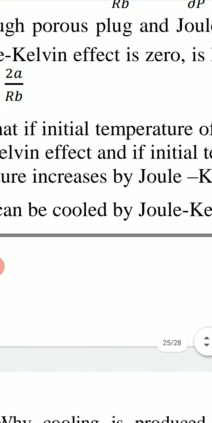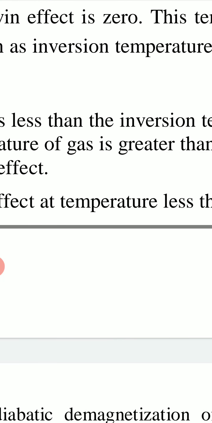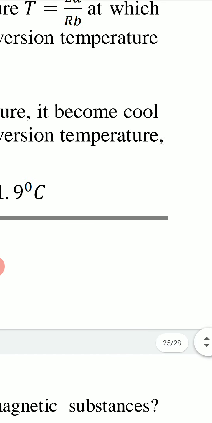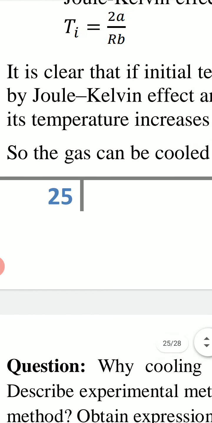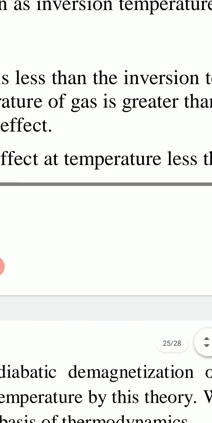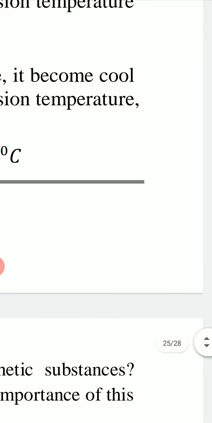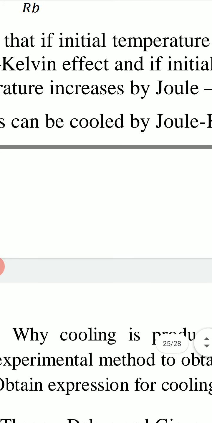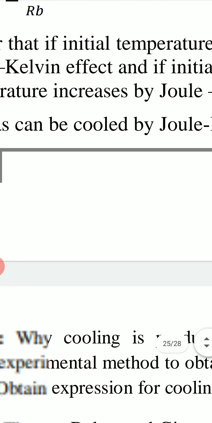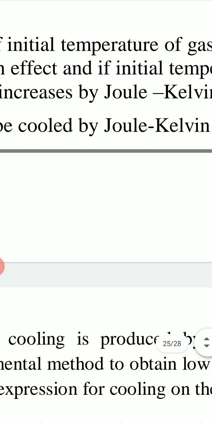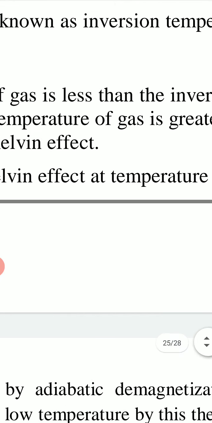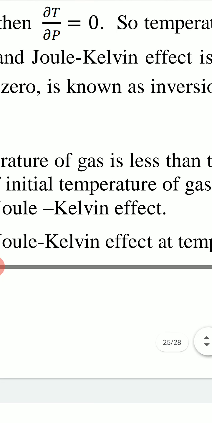It is clear that if the initial temperature of the gas is less than the inversion temperature, that is 2A upon RB, it becomes cool by Joule Kelvin effect, and if the initial temperature of the gas is greater than the inversion temperature 2A upon RB, then the temperature of the gas will increase by Joule Kelvin effect. So the gas can be cooled by Joule Kelvin effect if the initial temperature is less than the inversion temperature.